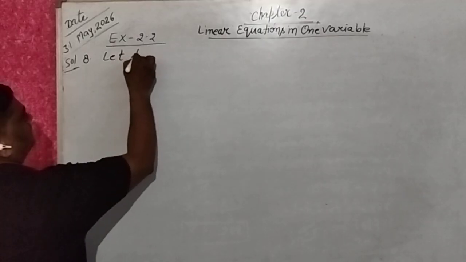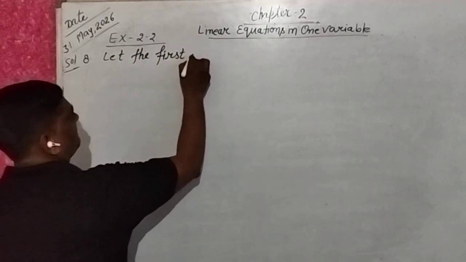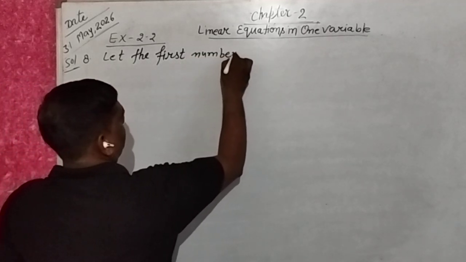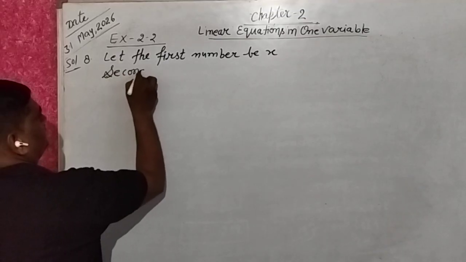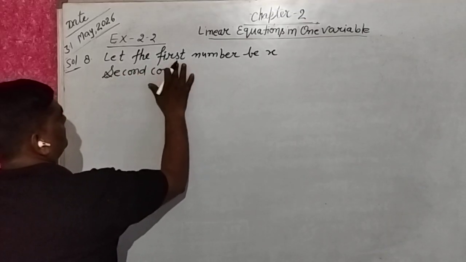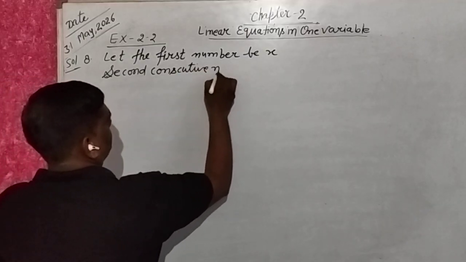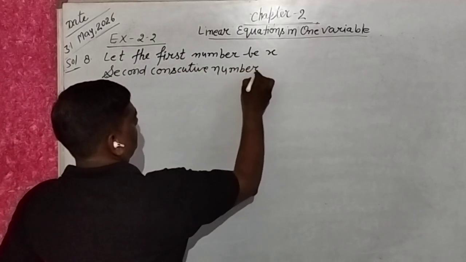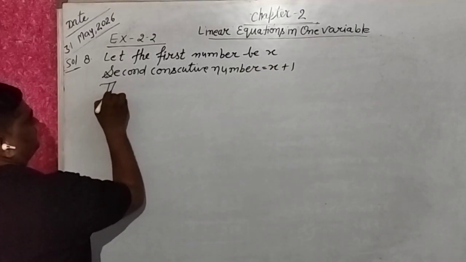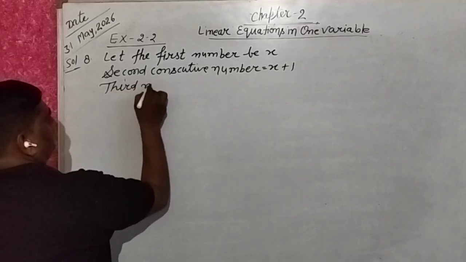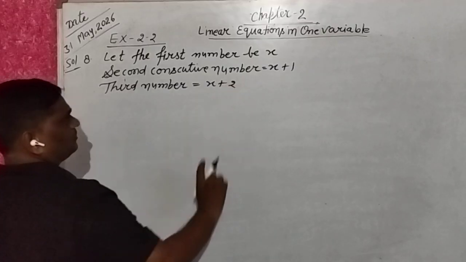So we take: let the first number be x, second number x plus 1, third number x plus 2.